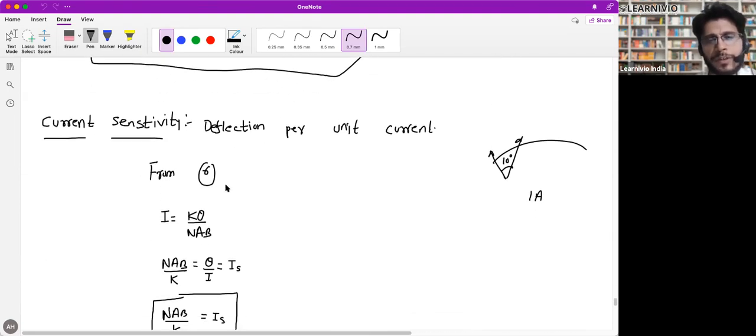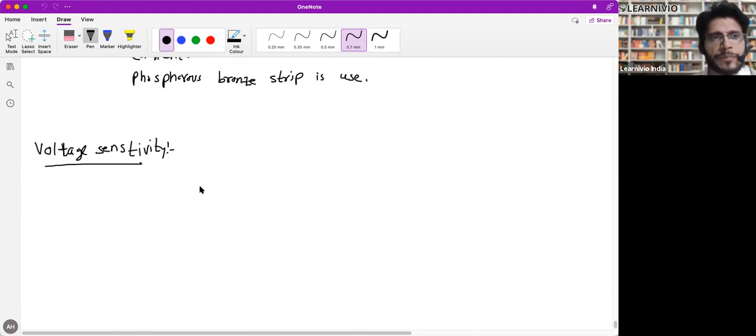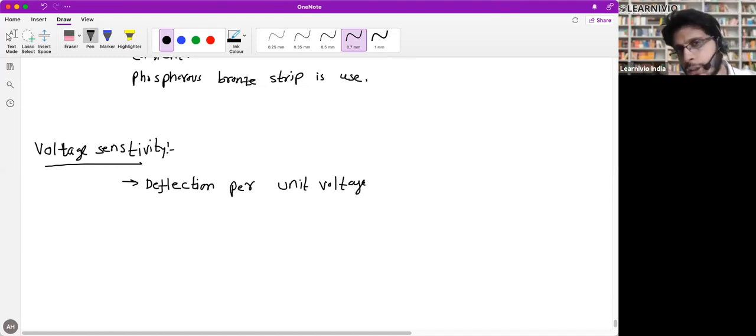See, if current sensitivity is deflection per unit current, then voltage sensitivity would be deflection per unit voltage. Which means when you apply unit voltage, 1 volt, across the galvanometer, the deflection produced in the galvanometer is known as voltage sensitivity. We represent voltage sensitivity as Vs.